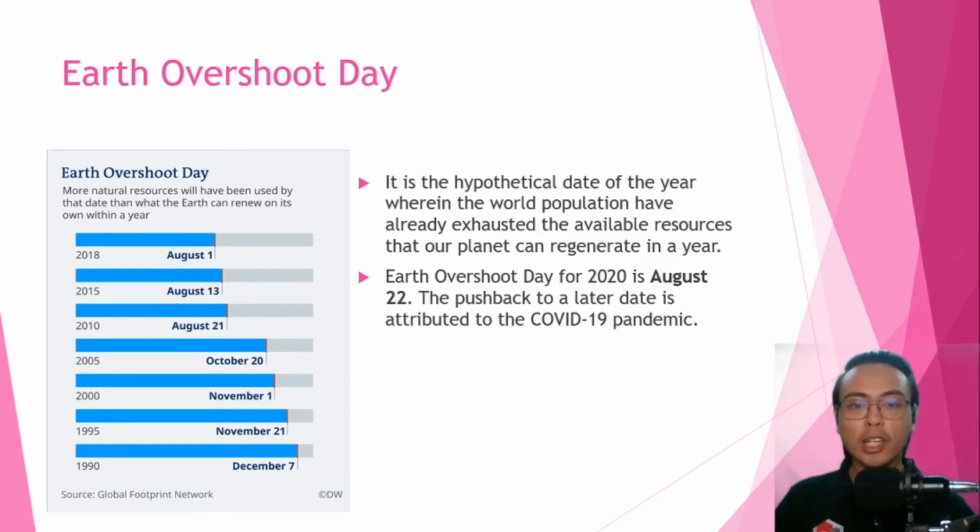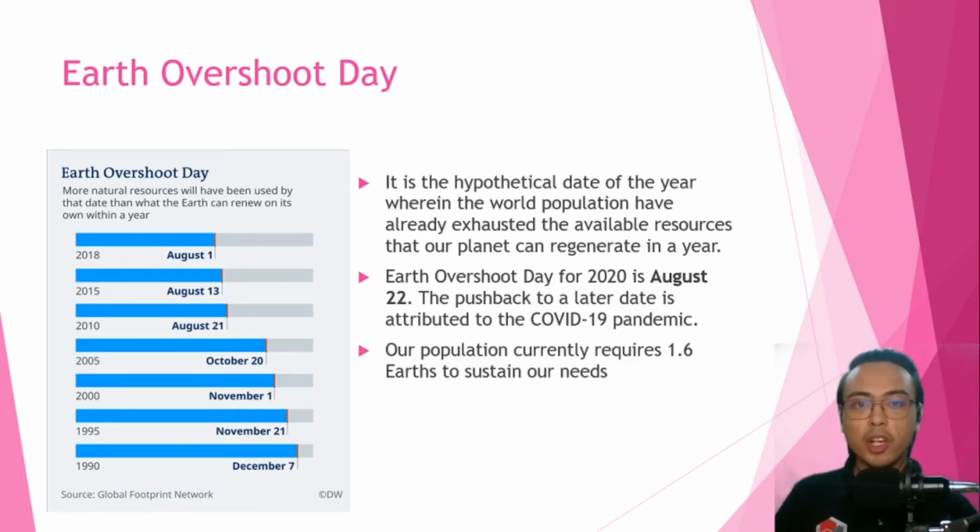This pushback to a later date is attributed to the COVID-19 pandemic, wherein people all over the world largely stayed indoors. So us staying indoors had a very big impact on the utilization of resources. Okay? But this temporary pushback is not enough for us to offset our overshoot on the resources. So there have to be other ways to prevent Earth Overshoot Day from becoming earlier and earlier every year. Based on current calculations, our population currently requires 1.6 Earths to sustain its needs.